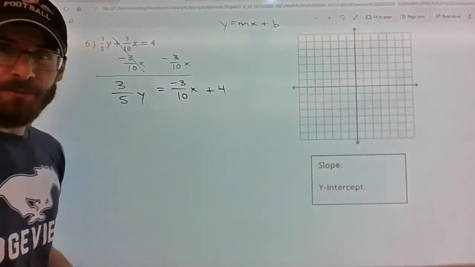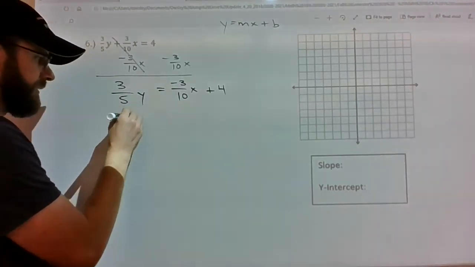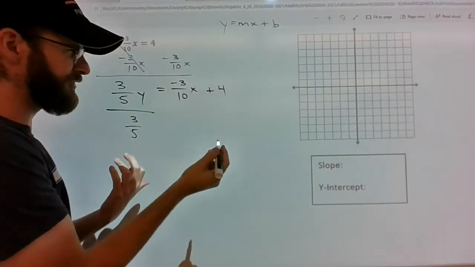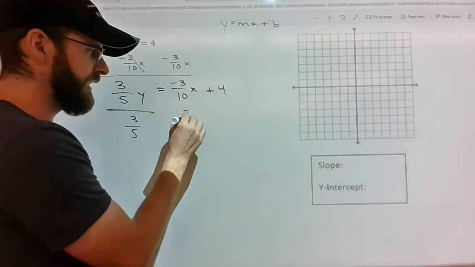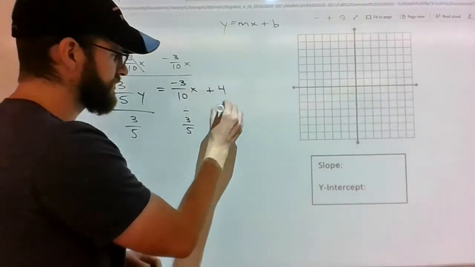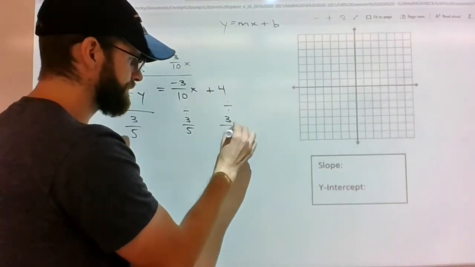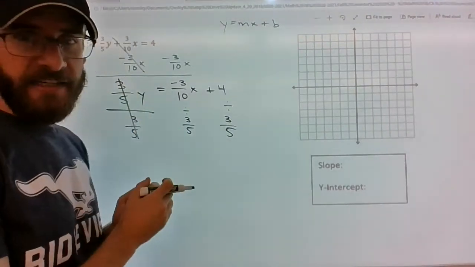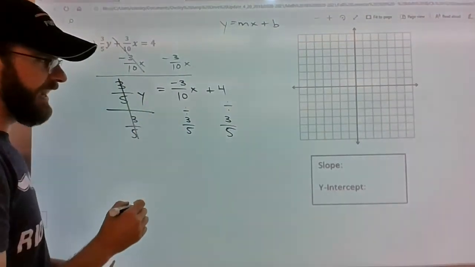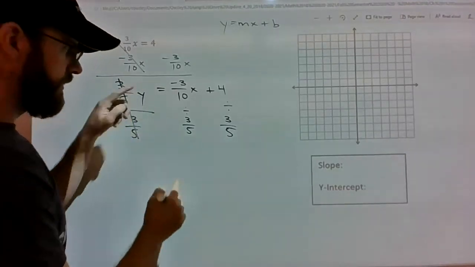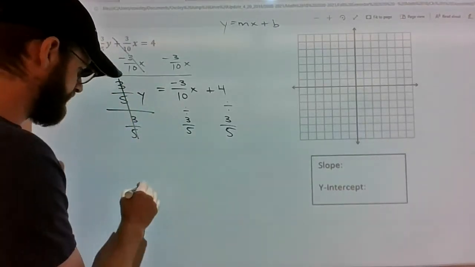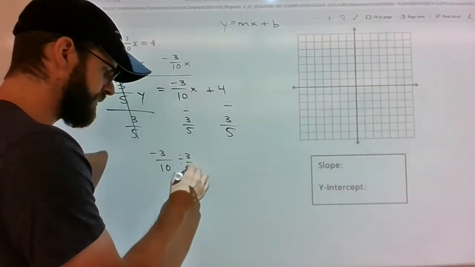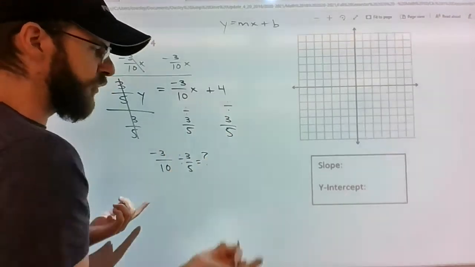All right, and now what do we normally do? We divide all parts by 3/5. So I'm going to use the division symbol here just because it's getting kind of weird with dividing by fractions. Okay, so if you use this technique, you are now going to have to figure out, so I'll just do it right here, what is negative 3/10 divided by 3/5? And what is 4 divided by 3/5?